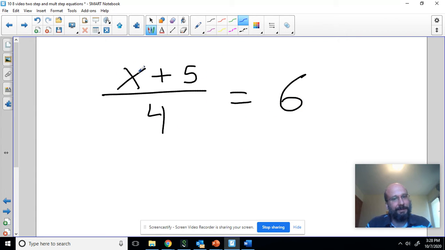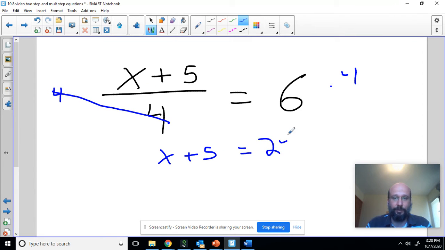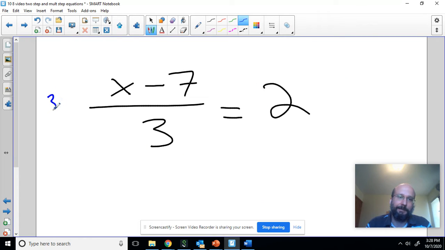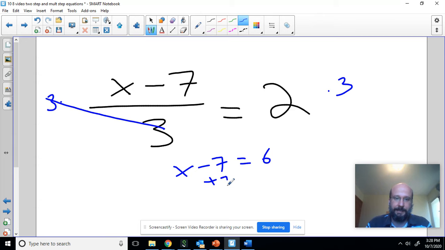This one's a little different because it's the big fraction. So your first step is to multiply by 4. And then these cancel, and you just have x plus 5 on this side and 24 on this side. And then the next step, subtract 5. All right. Same thing, we're going to multiply to get rid of the fraction. These cancel. X minus 7 equals 6. Add 7. X equals 13.